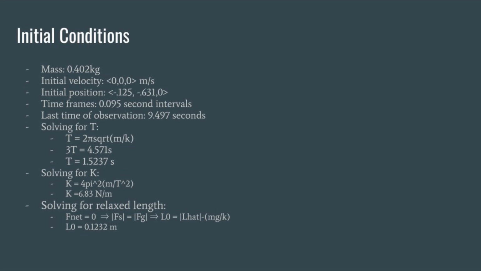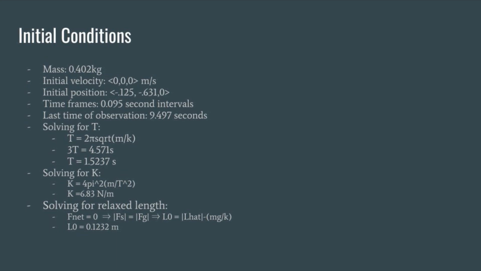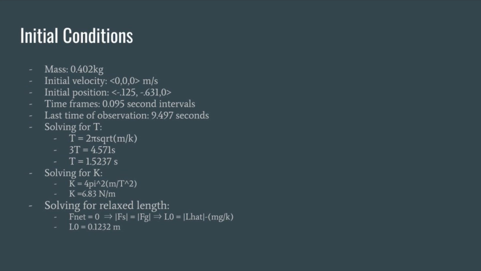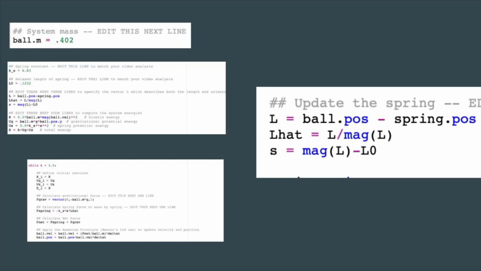Here you can see how I solved for T by using the equation T equals 2 pi square root of m divided by k, where I found T is equal to 1.5237, and then I solved for k and got k equals 6.83 newtons per meter, and then I solved for the relaxed length, which I got to be 0.1232 meters. Here you can see the specific lines of code that I changed.